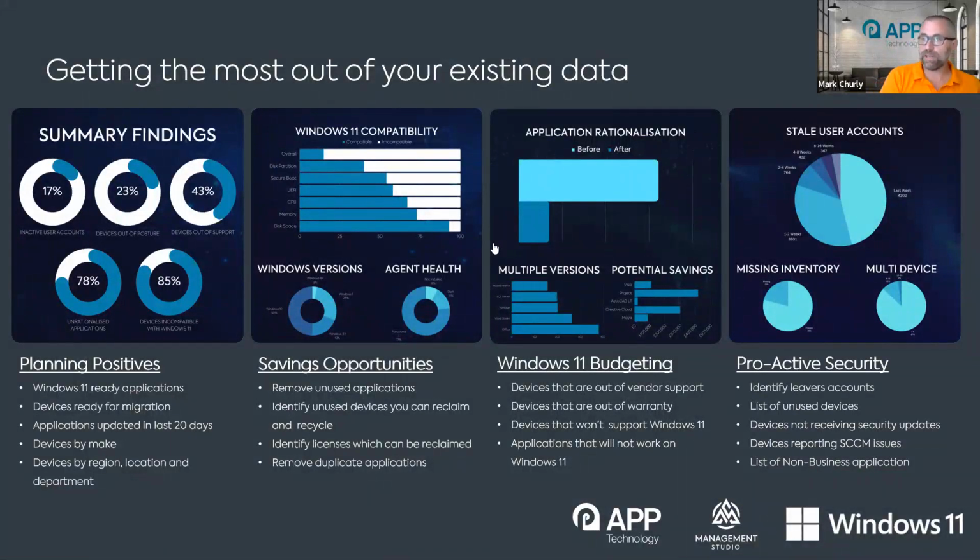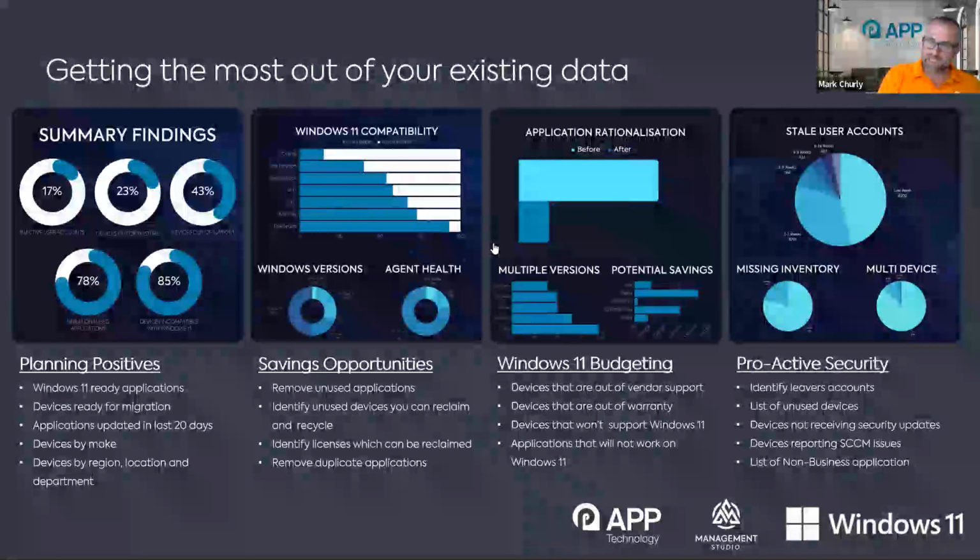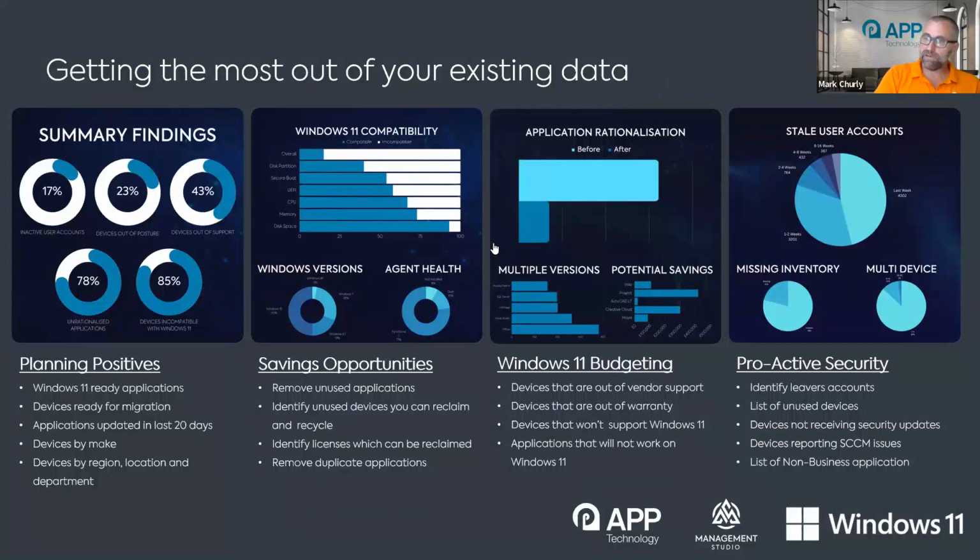Finally, the other key area we'll be looking at is identifying proactive security elements for your project. That's where you've got unused devices in your estate that might pose a security risk, and devices that are either not receiving security updates or are perhaps not reporting correctly into SCCM and getting updates accurately. Through looking at your applications, we can also identify non-business applications. By that, I mean applications that have potentially been manually installed that could be a support risk or a security risk to your estate.